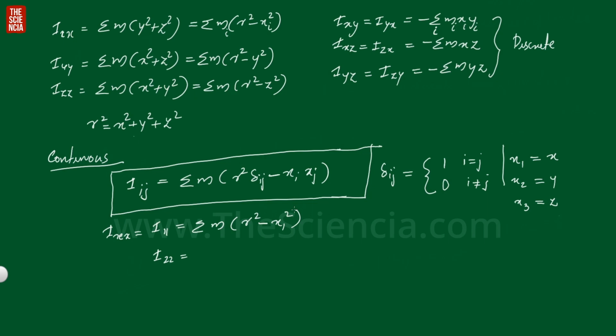Now I am going to convert this into a continuous case. For a continuous case, Iij, this equation will be integral dm r square delta ij minus xi xj. This will be for a continuous system.